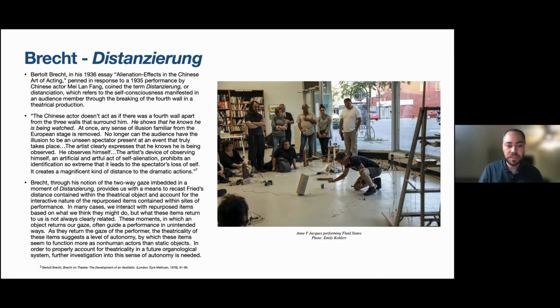These moments in which an object returns our gaze often guide a performance in unintended ways. As they return the gaze of the performer, the theatricality of these items suggests a level of autonomy by which these items seem to function more as non-human actors than as static objects. In order to properly account for this theatricality, I think that further investigation into this sense of autonomy is needed. There is some writing on this.